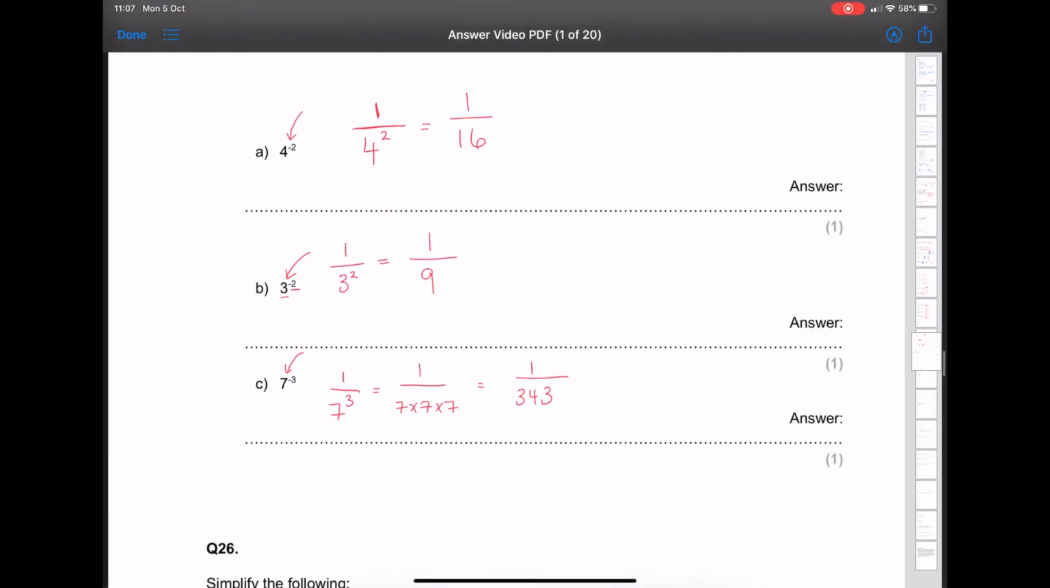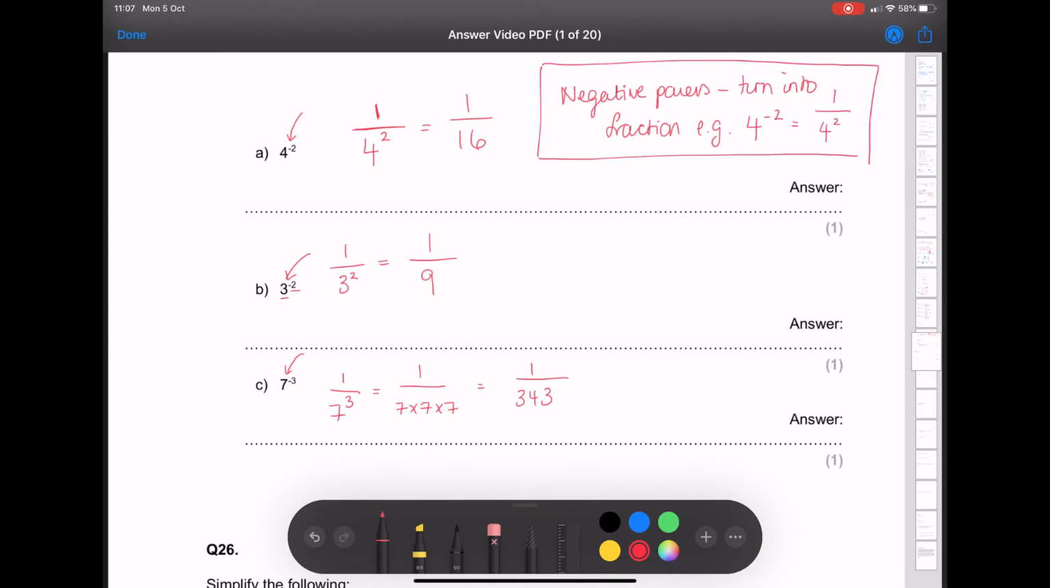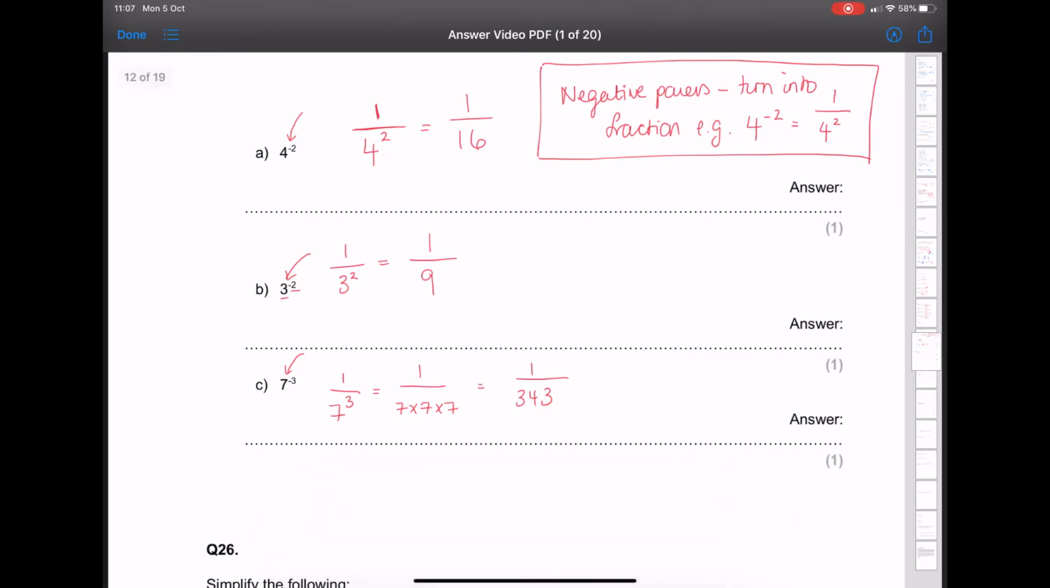So when we've got negatives in the power, you can put the fraction above it. So, negative powers, turn them into a fraction. For example, 4 to the power of minus 2 is equal to 1 over 4 squared. That's your little tip from that question. All right, so that's those three.